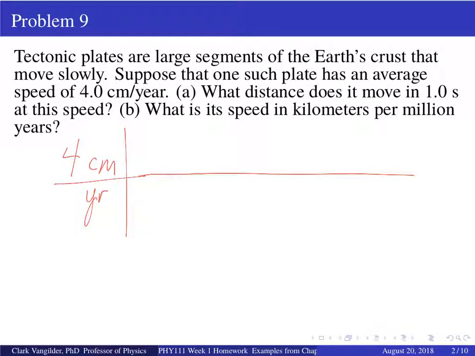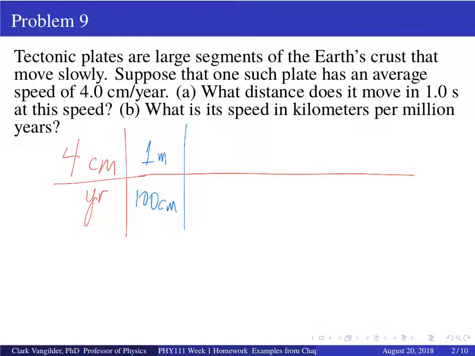So basically, I need to get rid of length altogether and somehow come up with time and get just to a distance. But what distance does it move in 1 second at this speed? Since I need to get to distance, I'm going to find out how many meters it moves. So let's say we wanted to get at meters. I'm going to switch colors here. I know that every meter has 100 centimeters in it. That'll allow me to get rid of centimeters.